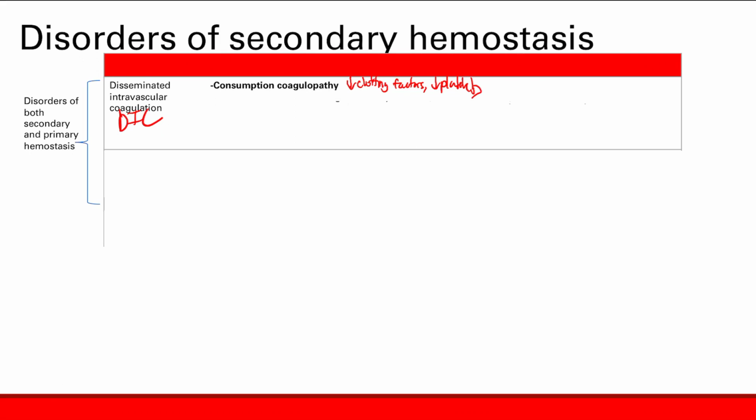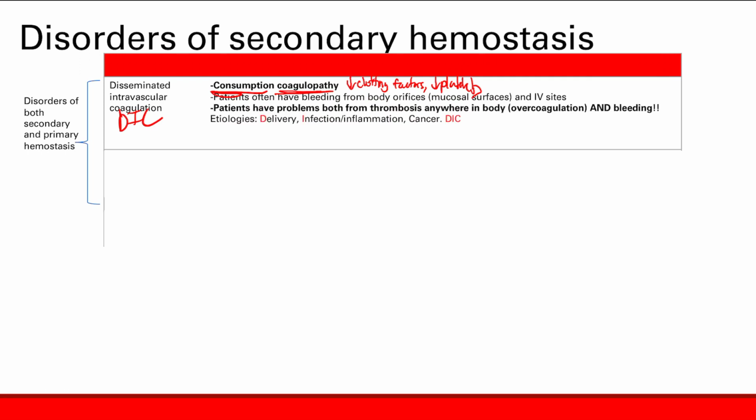Okay. Now if you have a shortage of these, you're going to have impaired hemostasis where you need it. So that's a consumption. So you're using too much. And coagulopathy means you have impaired hemostasis. So these patients can have bleeding from body orifices and IV sites. That's from impaired coagulation. And the other thing they can have is problems from thrombosis as well. We said this is from overcoagulation. Okay, so they're going to have problems from both overcoagulation and bleeding in DIC.